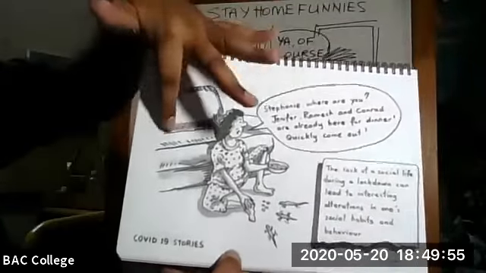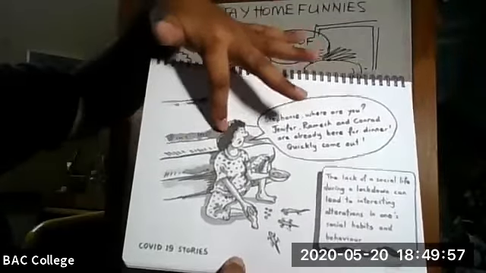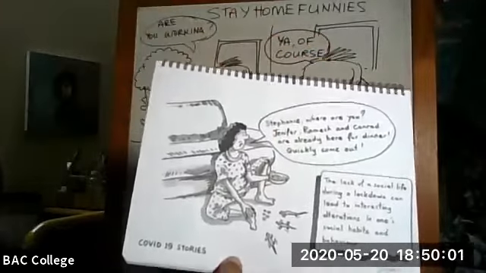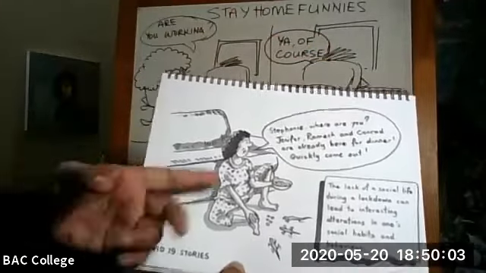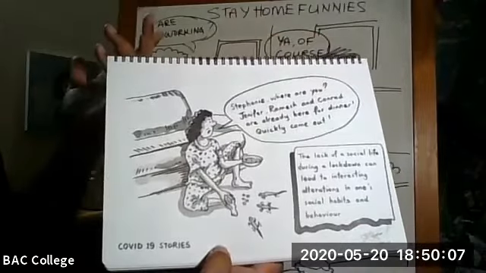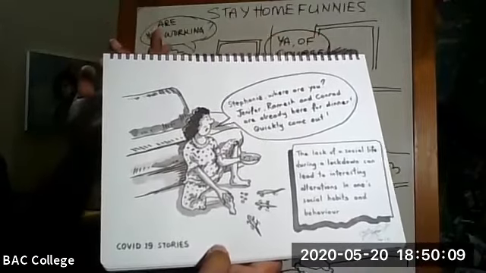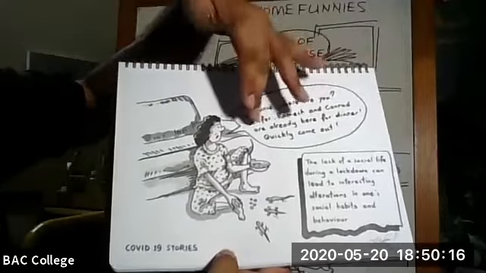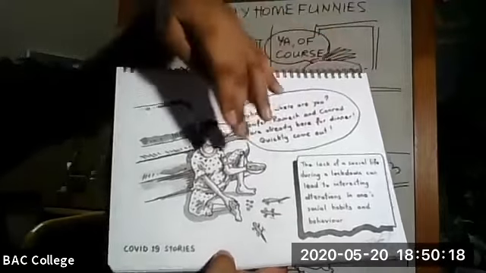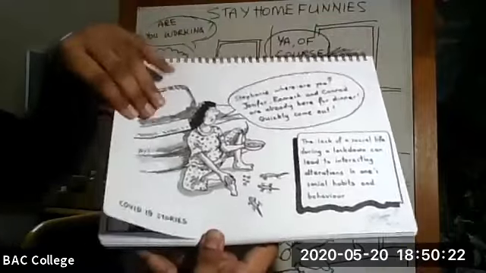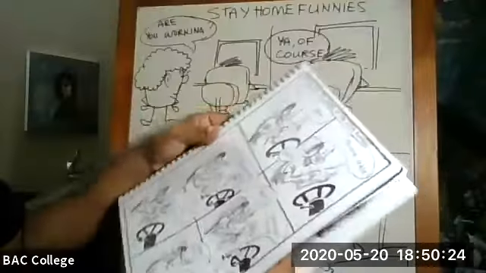This one, what I did was I used watercolor to give the shades, right? So this lady is so bored at home. She's got no one to talk to. So she made friends with the lizards in the house. Okay, she even named them. She said, Stephanie, where are you? Jennifer, Ramesh, and Conrad are already here for dinner. Quickly come out. So she's looking for the fourth lizard to come out. Okay, so some people can go crazy during that time.